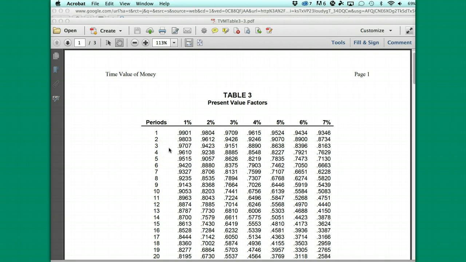If I have quarterly compounding, there are 4 compounding periods a year, so you would take the number of years times 4, 5 times 4, and go all the way down to 20. If I had monthly compounding, again the number of years times 12, so 5 times 12, you'd have to go down and find 60 periods. But for our purposes, I'm going to keep it simple. We're going to be talking about annual compounding.